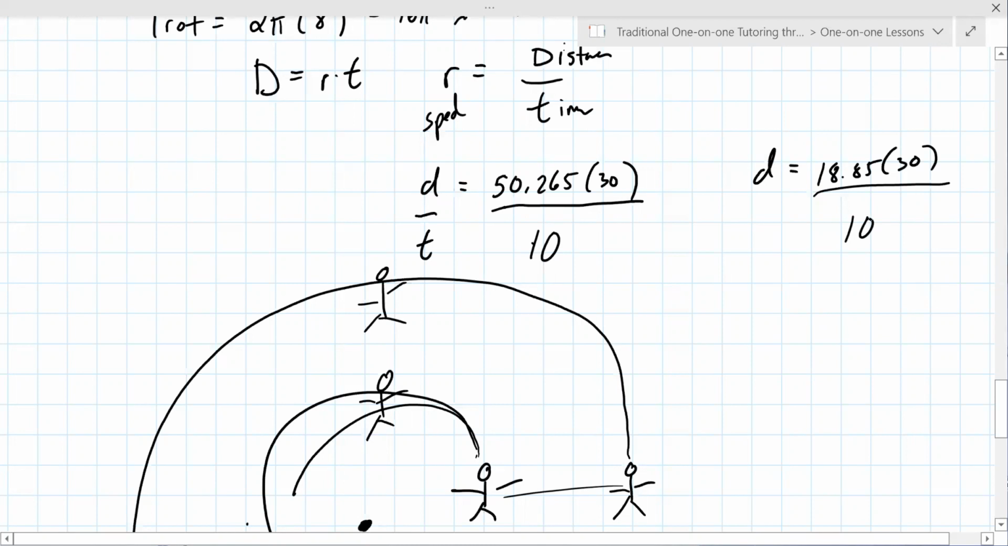So you're gonna multiply it first and then divide it by 10, correct? Sure. Or you can say, oh, 30 divided by 10 is 3, so it's 50.265 times 3. That's actually fine, smart as well. But you're going to see that the person on the outside is going faster.